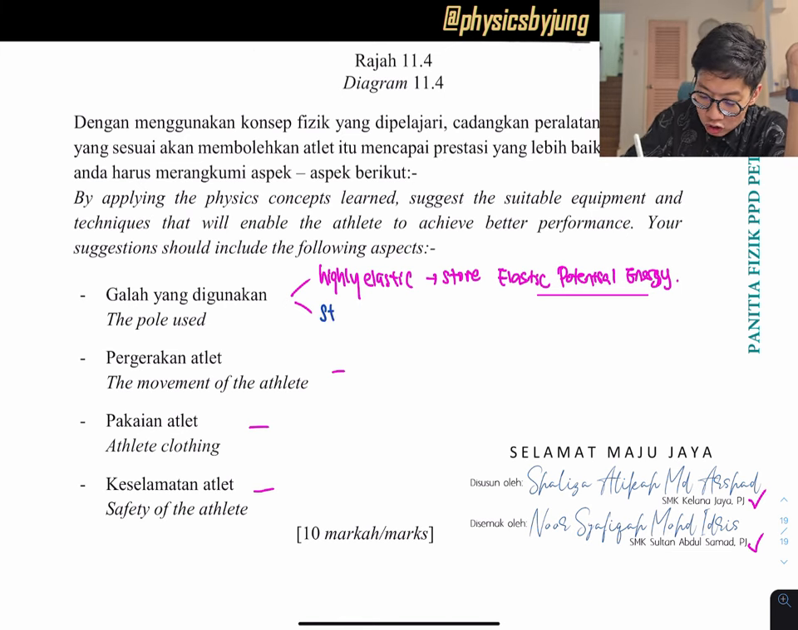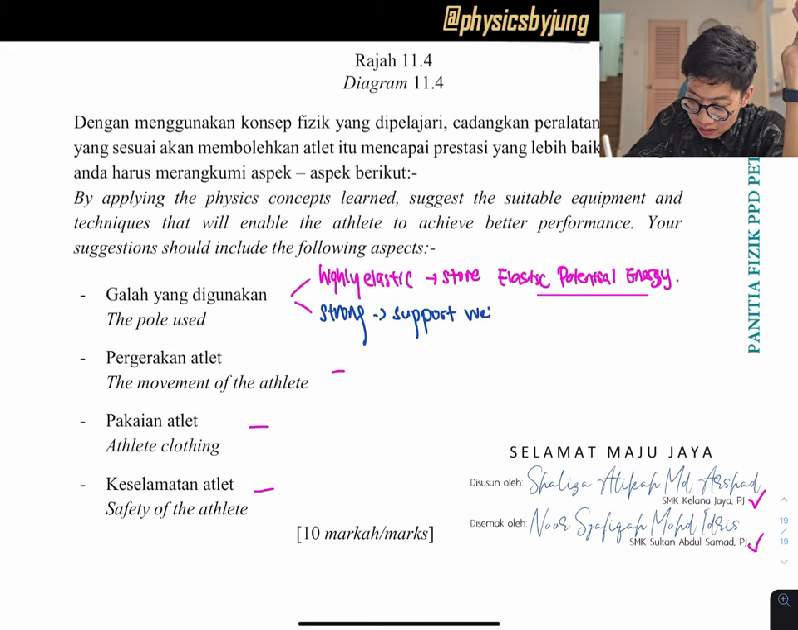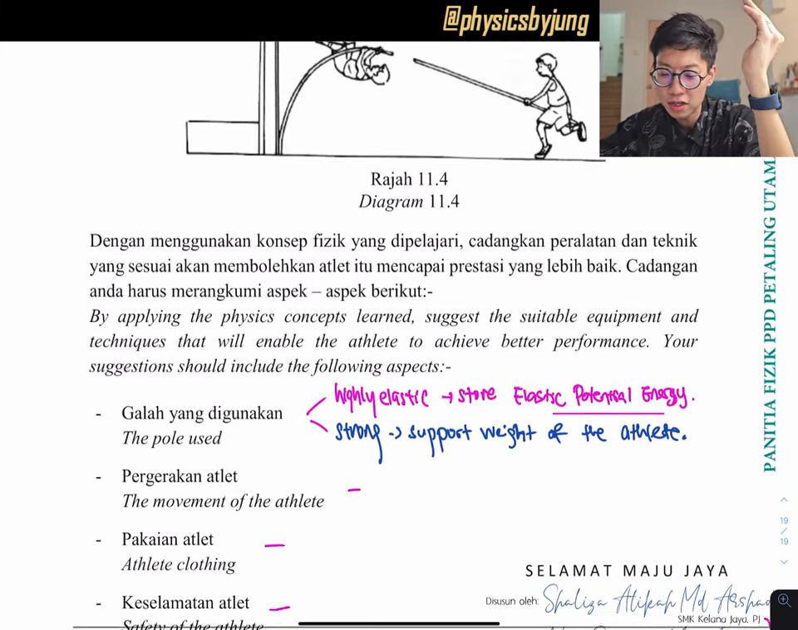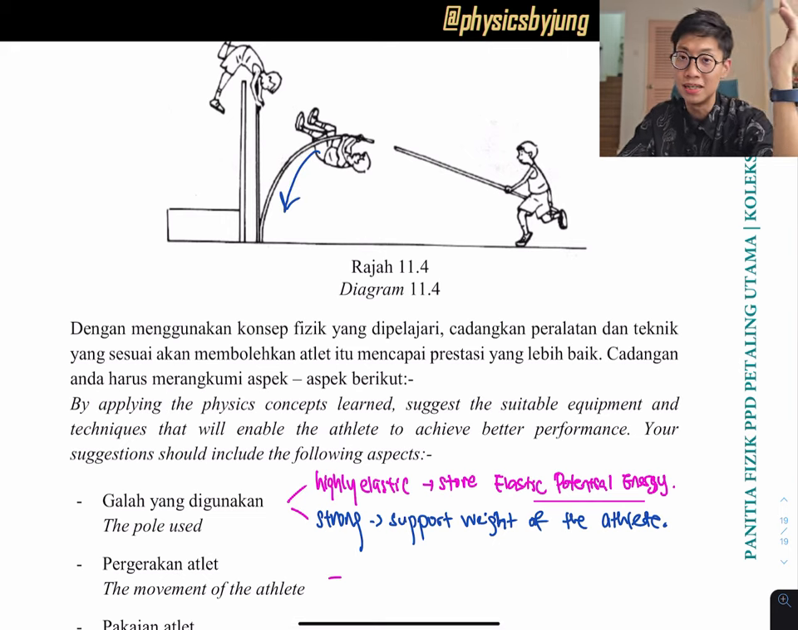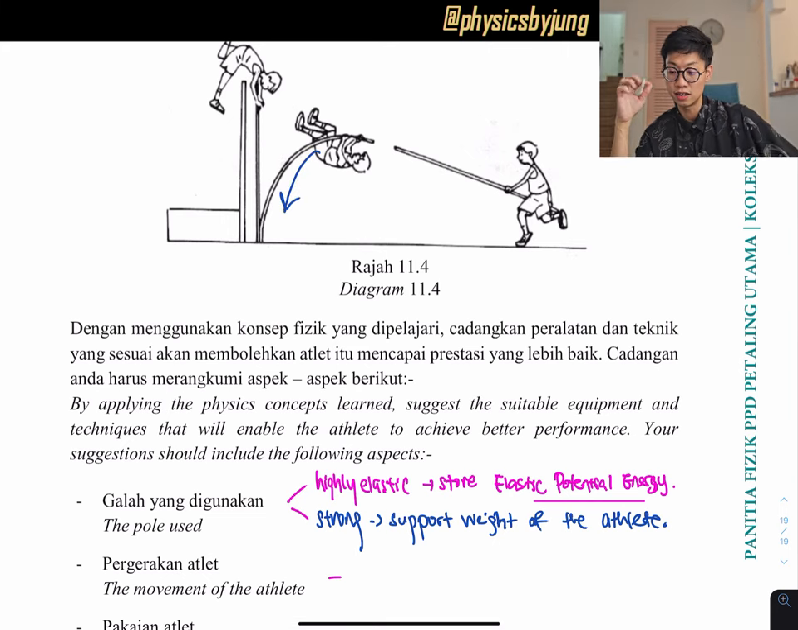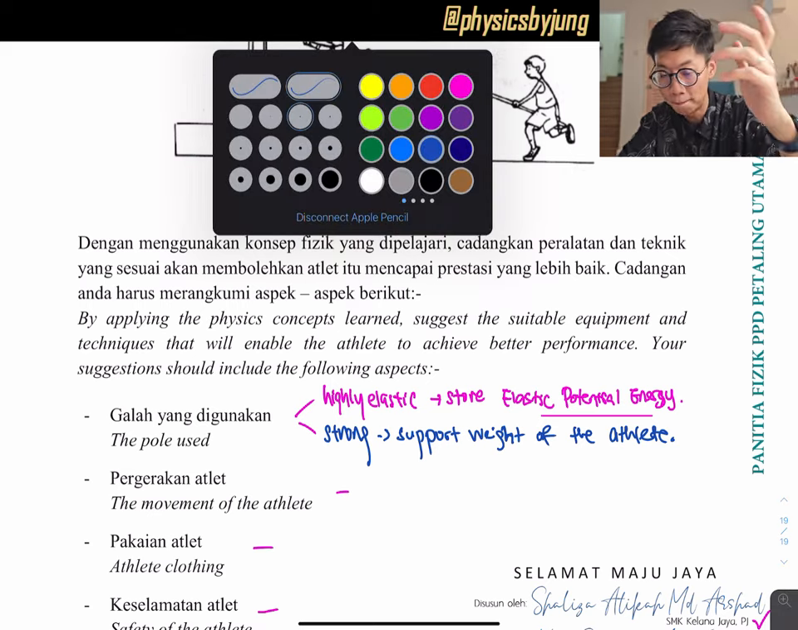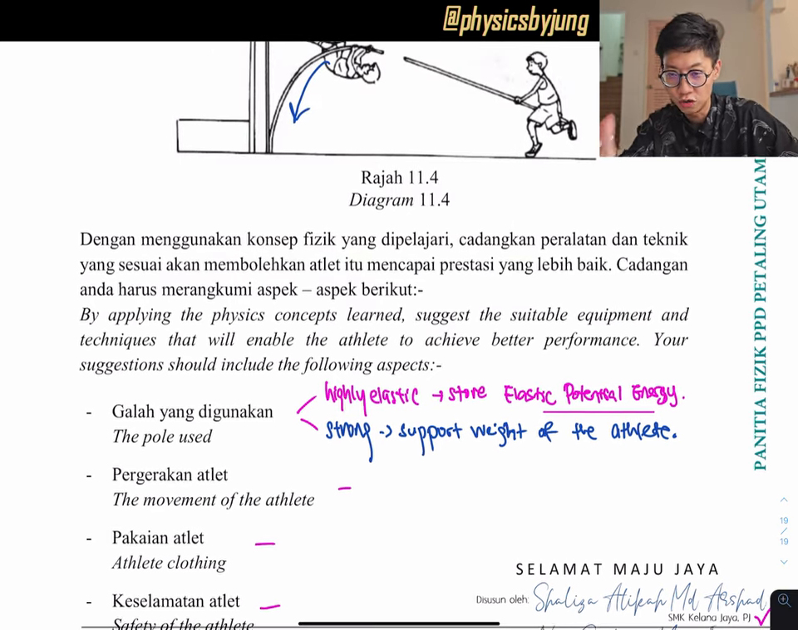Besides that, you want it to be strong. Why? Because it has to support the weight of the athlete, alright? What do you mean by support the weight of the athlete? Because all his weight is going to be supported by the pole only. So if this pole suddenly breaks, this guy will free fall at least, I think, 3 to 4 meters. And if you drop from one story high, I think your bone will break. So it has to be able to support the weight of the athlete. By the way, one of these has broken before during the Olympics.